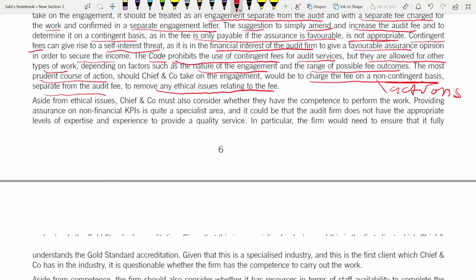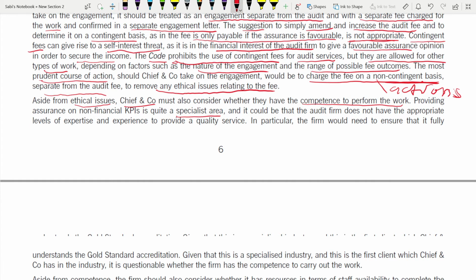It's the same for SBR also. Whenever you are giving some actions to the accountant and all, you will get marks. Here you are giving the actions to the auditor. Only the person is changed. So aside from the ethical issues, remember they told other issues also you have to tell. The firm must also consider whether they have the competence to perform the work, whether they can perform that assurance or not. Providing assurance on non-financial KPIs is quite a specialized area.